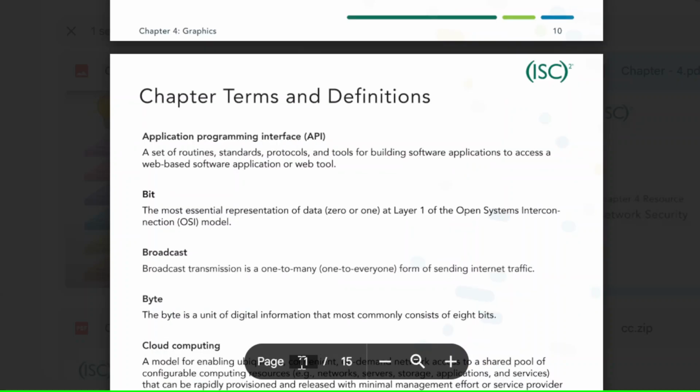So we came to the end of this chapter 4. Here you need to focus more on the protocols and port numbers, the OSI layers, and the TCP/IP layers. This chapter carries more weightage.